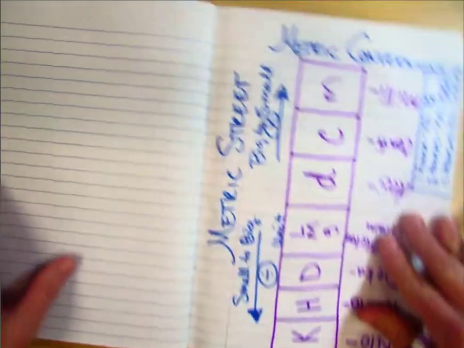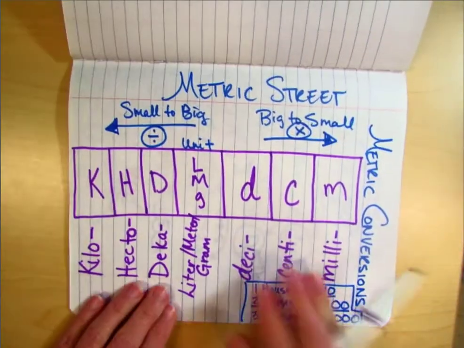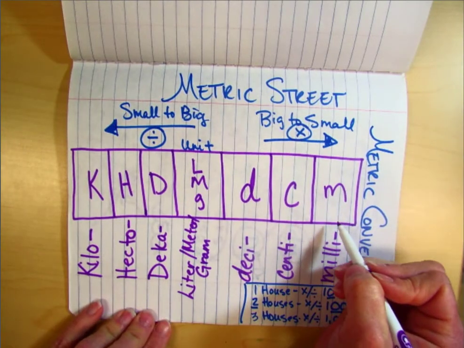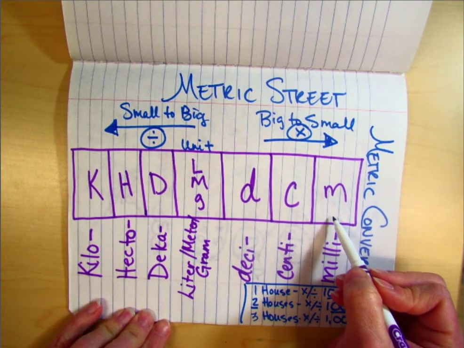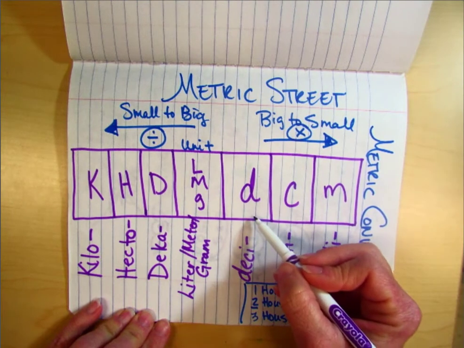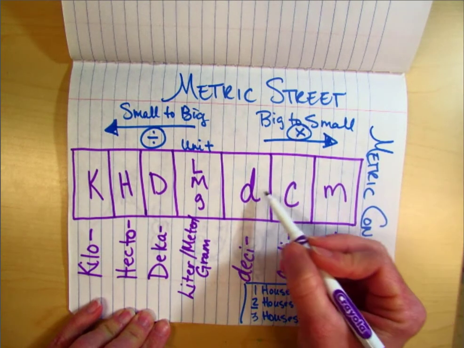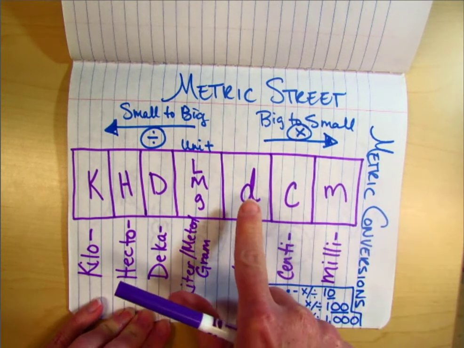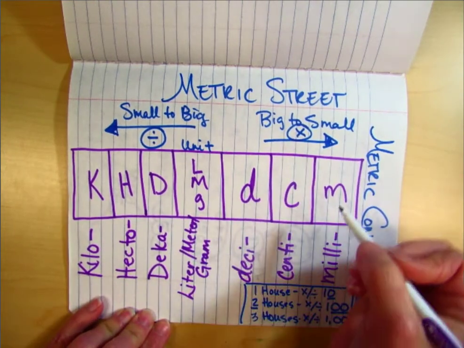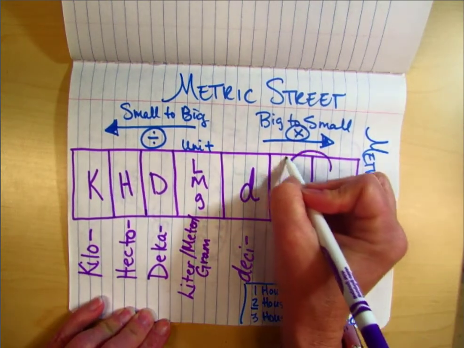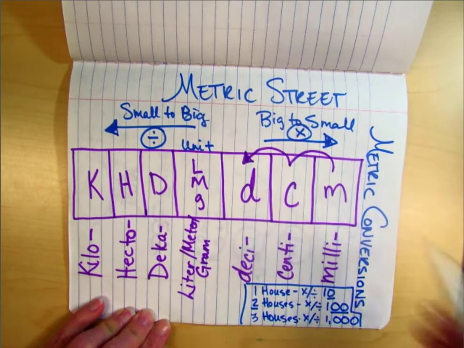Make sure you're going back to your metric street and make sure you're counting the houses correctly. If you're going millimeters to decimeters, you're jumping 1, 2. Some kids try to count 1, 2, 3 houses, but you're counting the movement to the next conversion house.